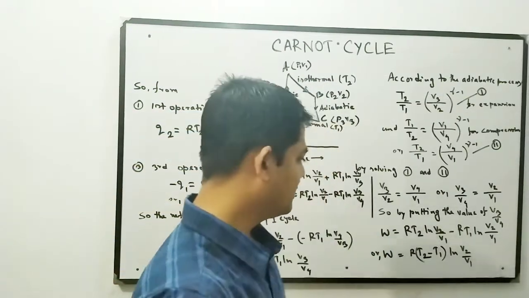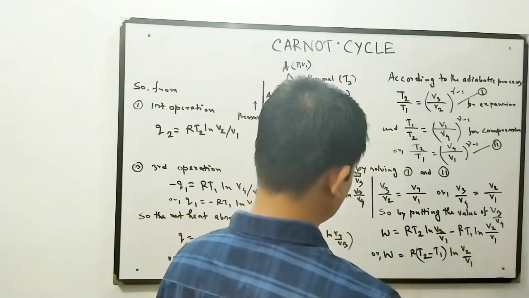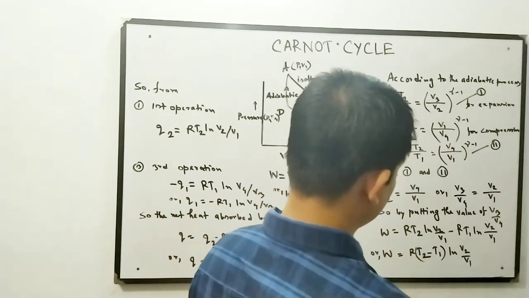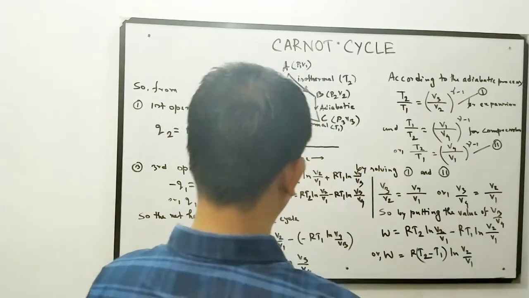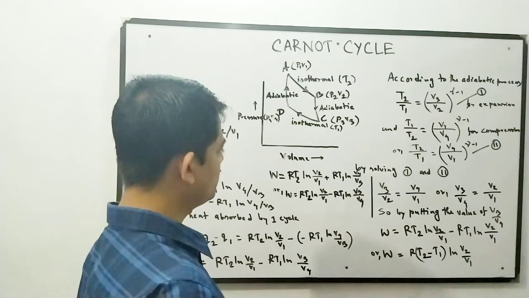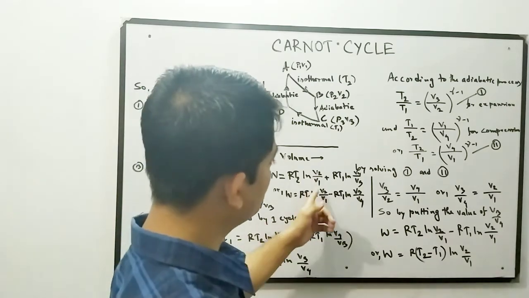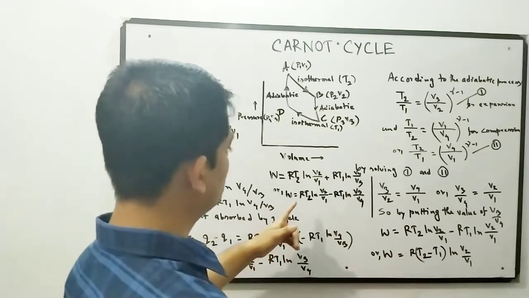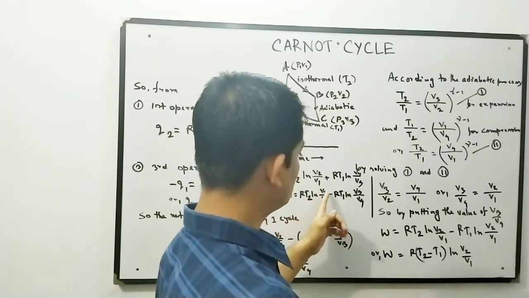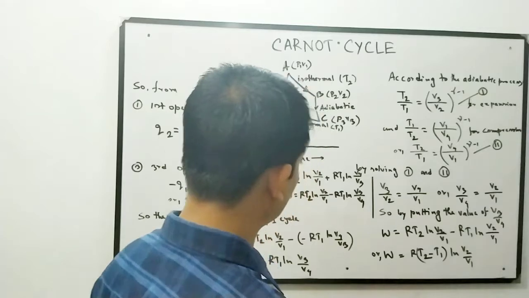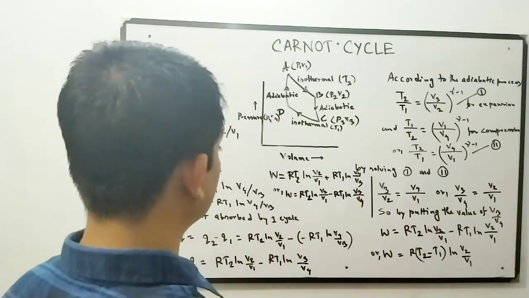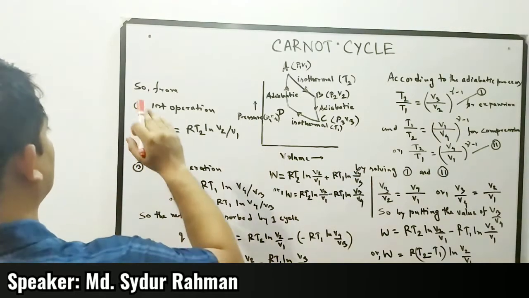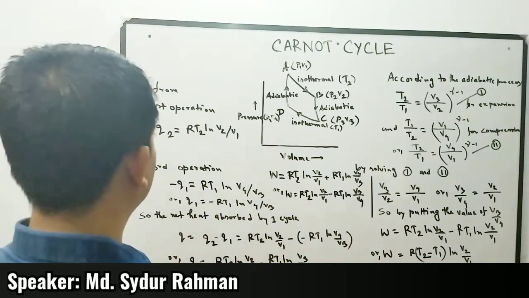Now I want to derive another expression of the total work done by one Carnot cycle, that is W is equal to R (T2 minus T1) ln V2 by V1. Our previous expression was W is equal to RT2 ln V2 by V1 plus RT1 ln V4 by V3. That is simplified to W is equal to RT2 ln V2 by V1 minus RT1 ln V3 by V4. So to derive this expression of W, we have to start from the first operation of the Carnot cycle.